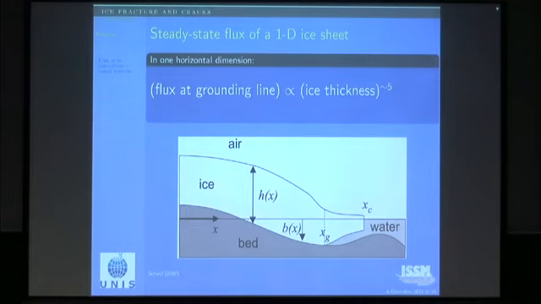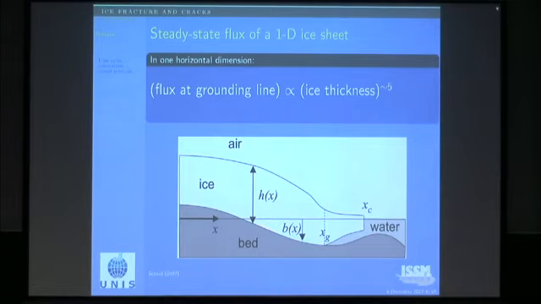So if we think about what's going on for what we call a marine ice sheet, this is an ice sheet that is grounded on bedrock below sea level. If we think about an ice sheet in a one-dimensional context, we can describe the flux of ice at the grounding line, which is where the ice first comes afloat. So an ice shelf would be right here. This is the ice sheet grounded on some sort of bedrock or till.